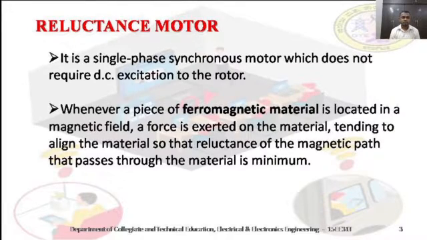So the next point. Whenever a piece of ferromagnetic material is located in a magnetic field, a force is exerted on the material, tending to align the material so that the reluctance of the magnetic path that passes through the material is minimum. Reluctance is nothing but the opposition to the creation of flux. We call it reluctance. So this is the reluctance motor.